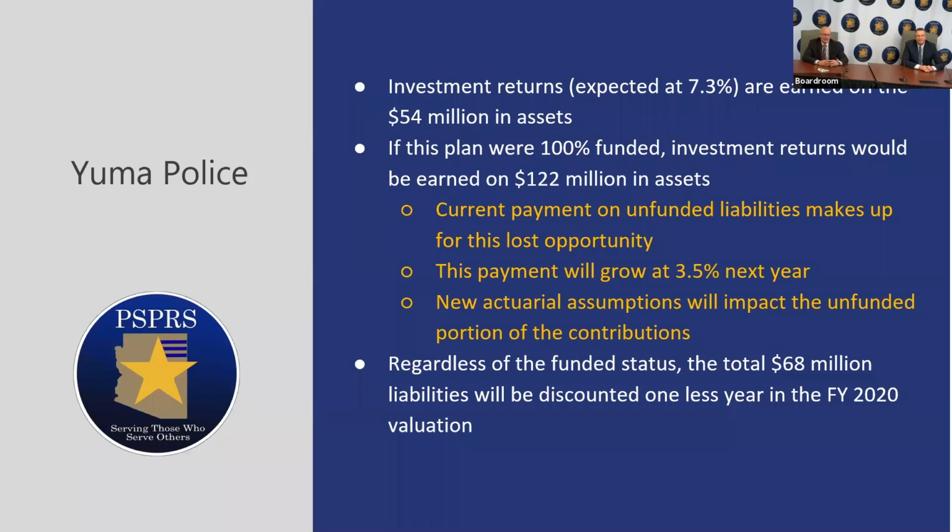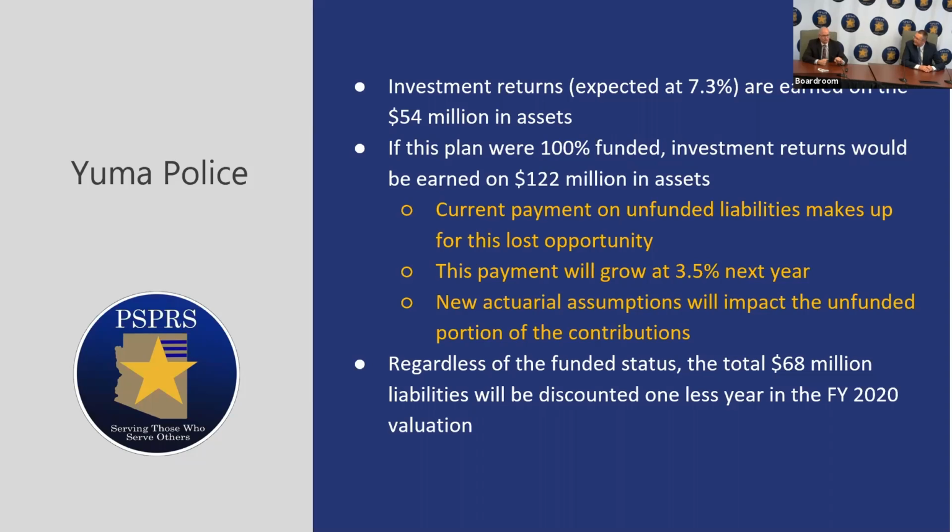And again, it's that opportunity. So right now, the City of Yuma had 54 million in assets. So they would be earning investment returns on 54 million. If the plan were 100% funded, they would be earning investment returns on 122 million, much more of an opportunity. And so the current payment on unfunded liabilities, that unfunded portion of the contribution, makes up for that lost opportunity. That's why we have to charge that if there is an unfunded liability.